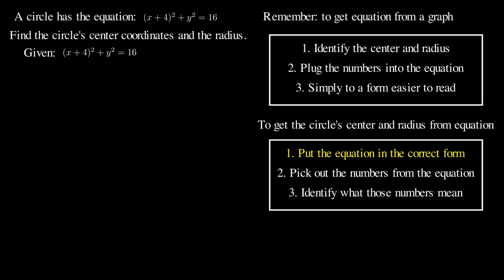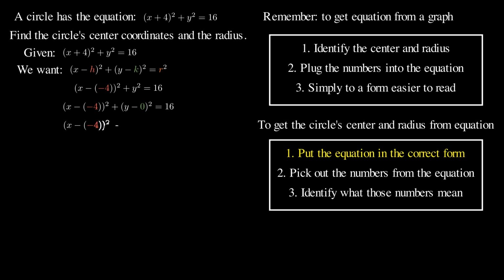Right now, our equation looks like this, but we want it to look like this. Let's first take our x plus 4 and turn it into an x minus negative 4. That way, it fits into the equation. And then, let's take our y squared and turn it into a y minus 0 squared. That way, it fits into what we want. Lastly, let's rewrite our 16 as 4 squared. And now we have our equation in the correct form. Let's move on to the next step.